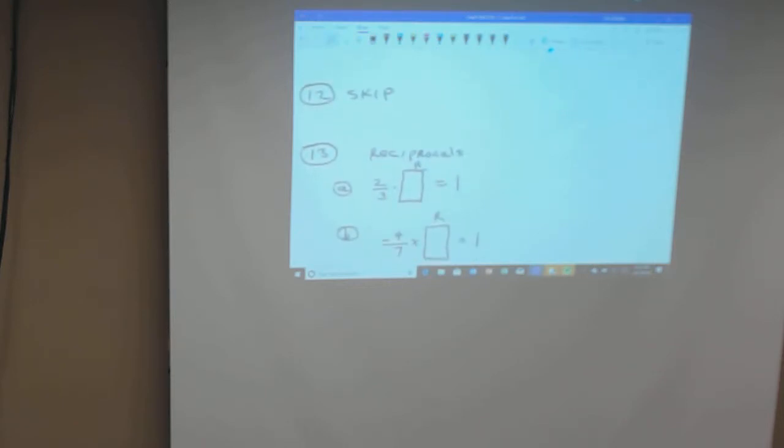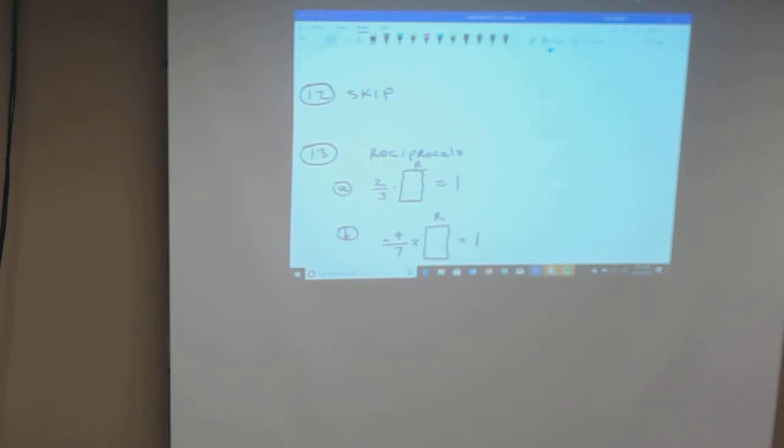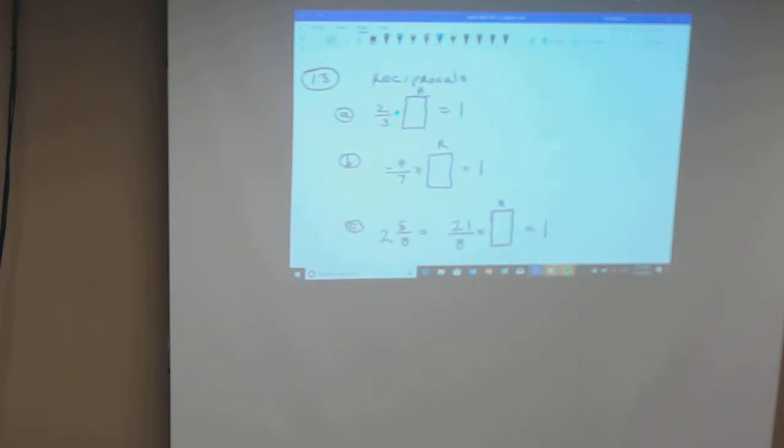Number 13. Find the reciprocal of 2/3. Here's what reciprocals are. A number times its reciprocal equals 1. So what would I take times 2/3 to get 1 for an answer? 3 halves. Everybody agree with that? So what's the reciprocal of 2/3? 3 halves.